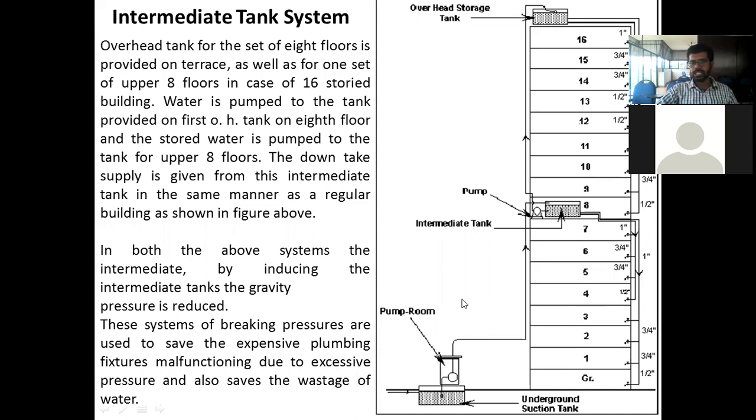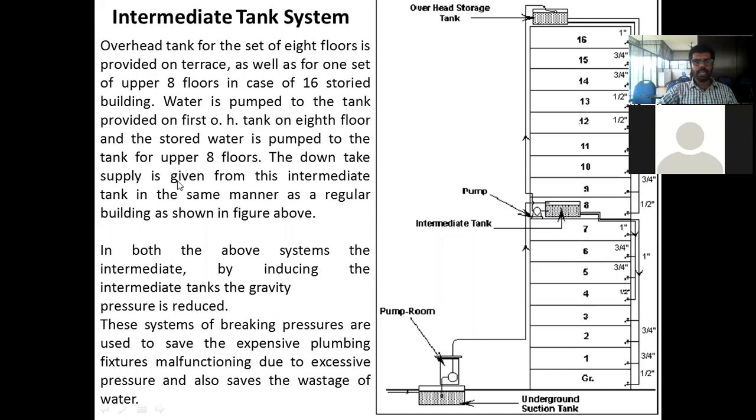Now a small difference is that we are giving 2 small pumps, one pump for the first 8 floors, another pump for the other 8 floors. So the overhead tank for the set of 8 floors is provided on the terrace, as well as for one set of upper 8 floors in the case of a 16-story building. Water is pumped to the tank provided on the 8th floor, and the stored water is pumped to the tank for the upper 8 floors. So from this tank it will be supplied to the other 8 floors.